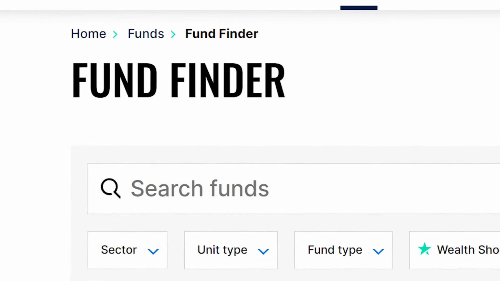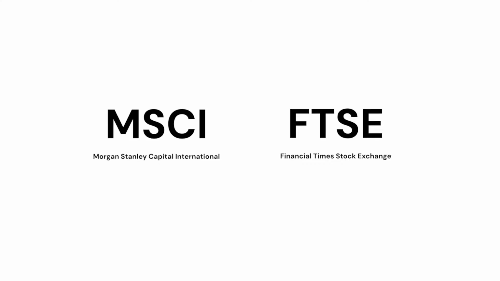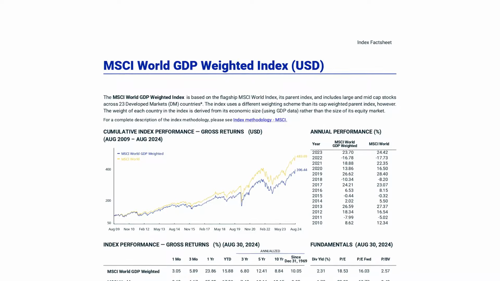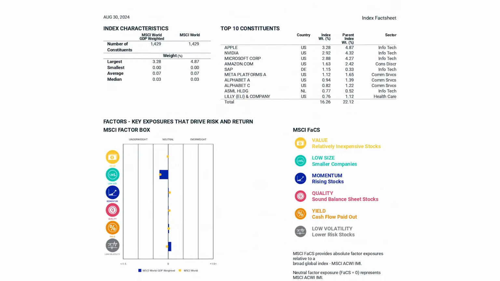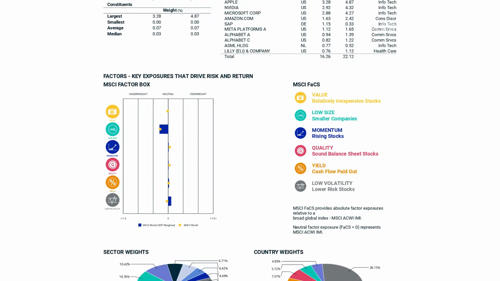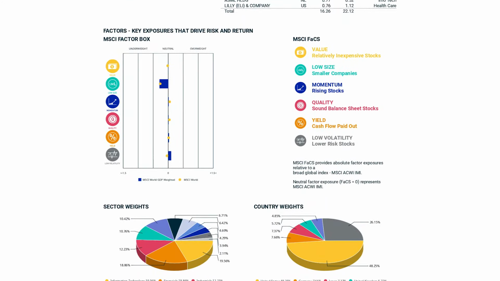In doing so, we need look no further than 2 companies with large global equity indices, MSCI and FTSE. So MSCI, Morgan Stanley Capital International, and FTSE are companies which make indices. The MSCI World Index is made up of around 1,500 of the biggest companies in the world, and those are all from all over the developed world.